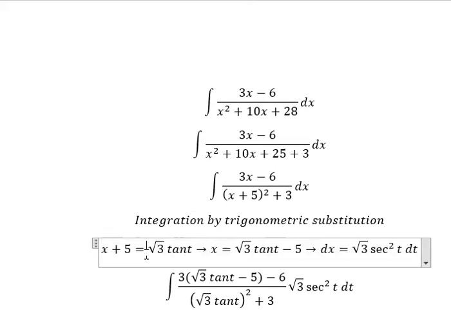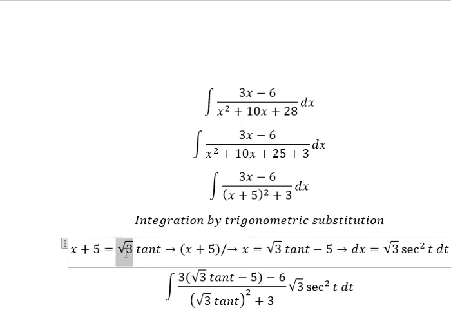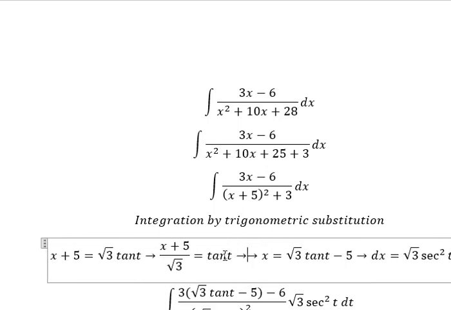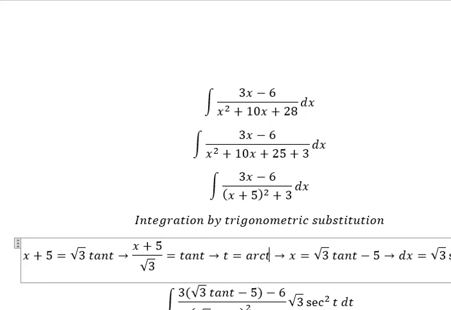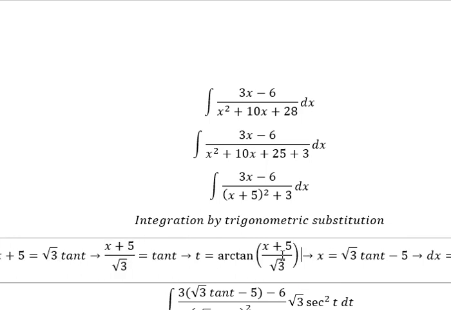So we divide both sides by the square root of number 3. And now we can find the value of t. So I will put this one to change for t.